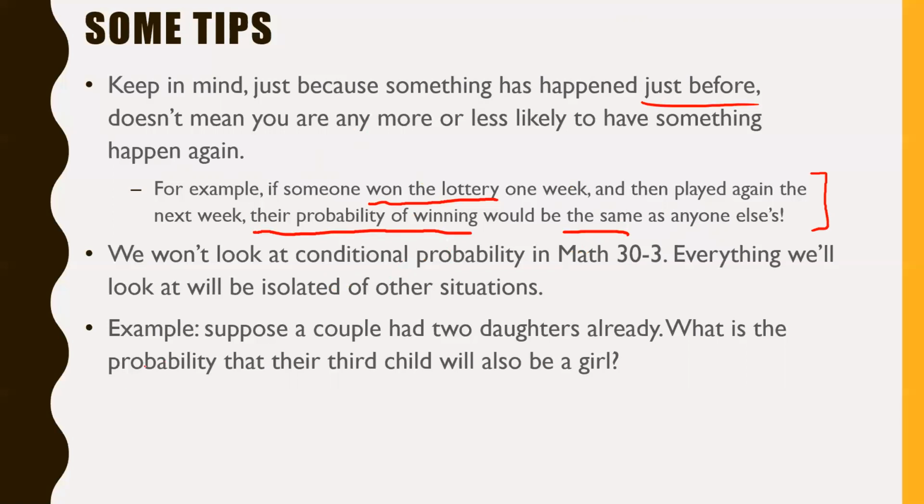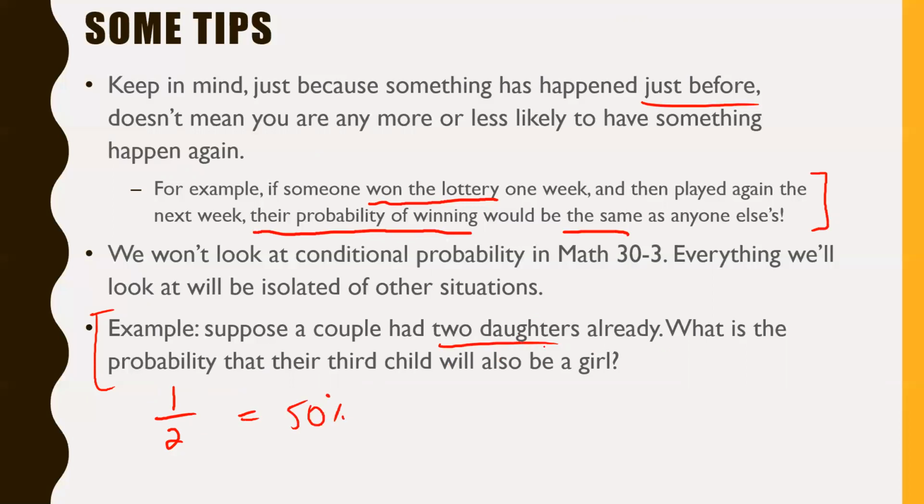Hopefully that makes sense. We'll look at a quick example. Again, the examples you're going to see are going to be very similar to this. Suppose a couple had 2 daughters already. So they already had two girls. What is the probability that their third child will also be a girl? Well, when you have a child, there's only 2 possibilities. It's either going to be a boy or a girl. So you have a girl being what we're going to call successful in this case, out of 2 possibilities. So it's a 1 out of 2, or in other words, 50%.